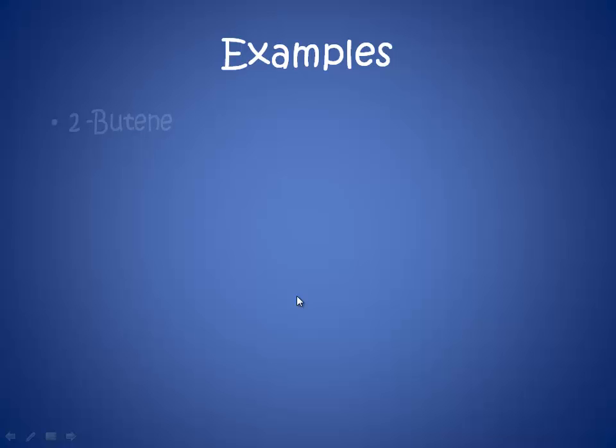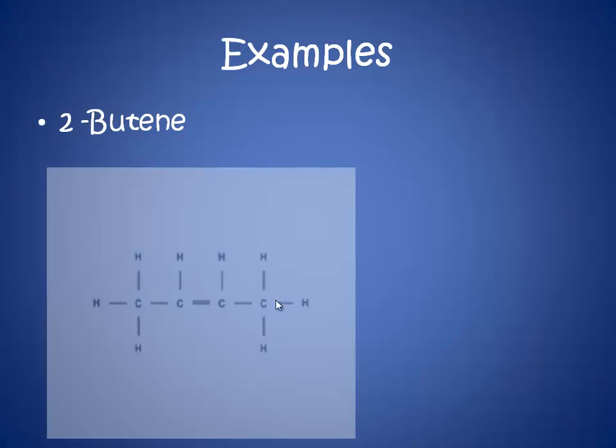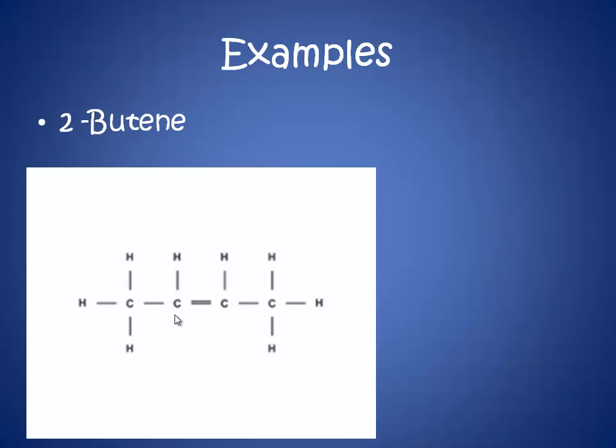Examples. First one, we have butene. We have but, that means 4 carbons, and it has a double bond. And we fill the carbons with the hydrogens they need.